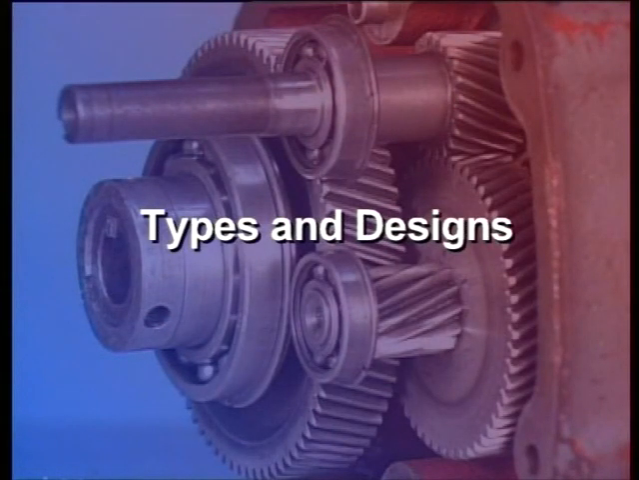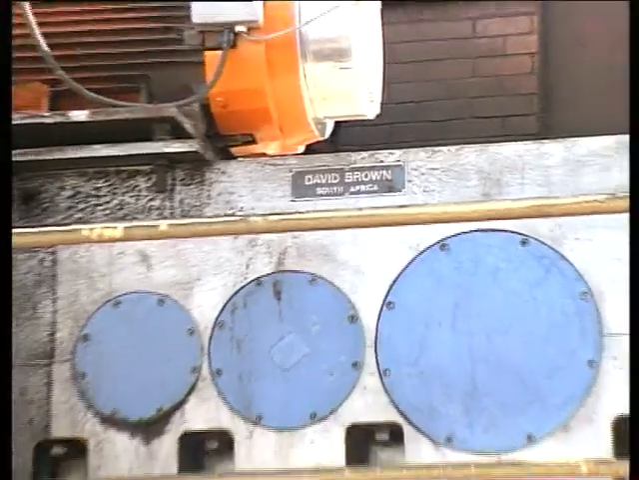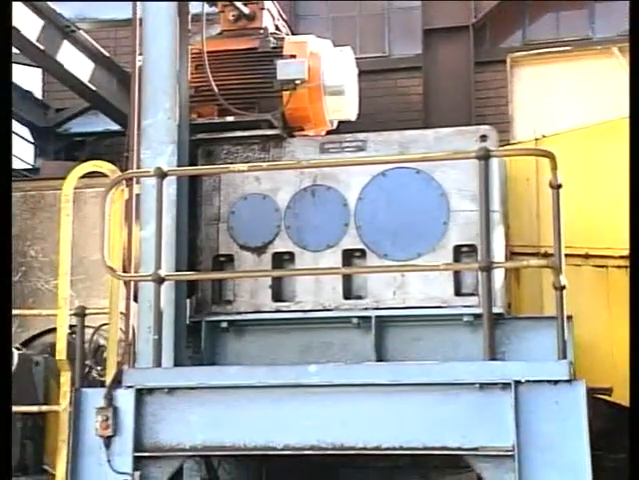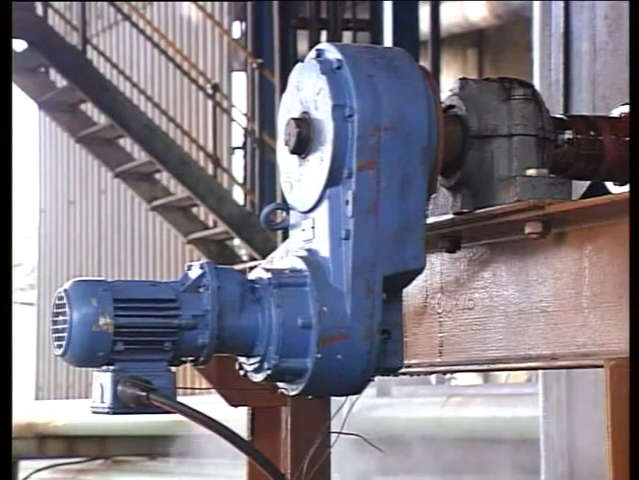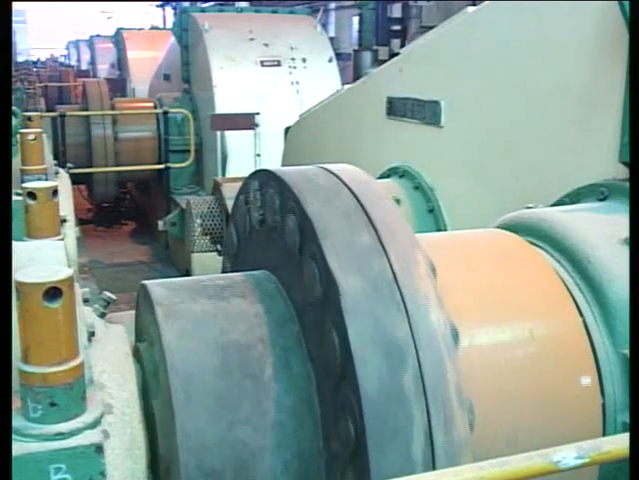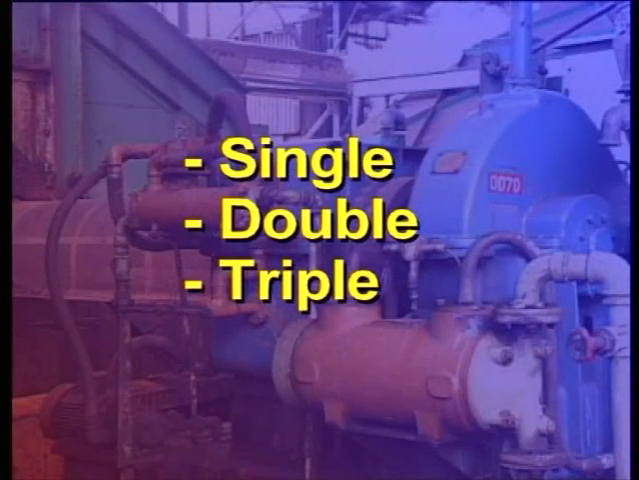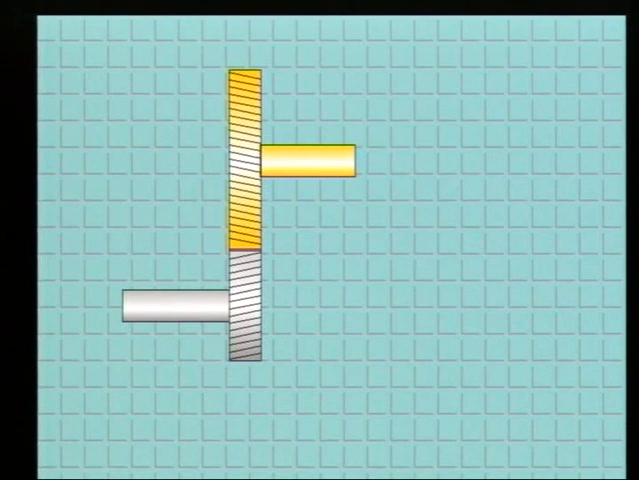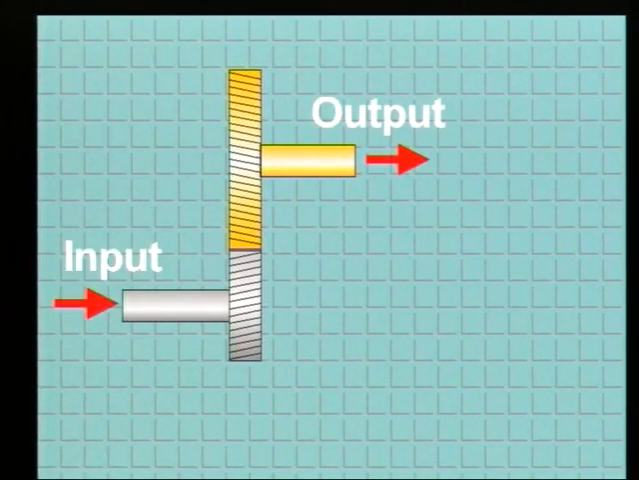Welcome back, as we now look at the types of reducers that you're likely to have to maintain. Many types and designs of reduction units are used throughout industry. The sizes, types, and reduction factors are all dependent upon the workload and application. In practice, you are most likely to encounter single, double, and triple reductions. A single reduction, as mentioned before, consists of 1 input gear, which we normally call a pinion, and 1 driven gear, often called the output gear. This terminology applies to spur, helical, or bevel gear types.